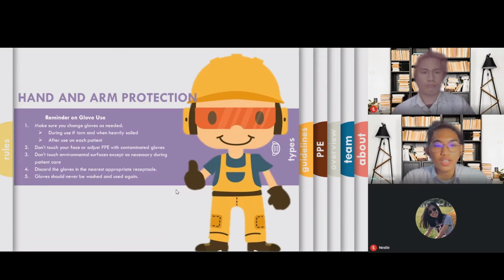Number 3, don't touch environmental surfaces except as necessary during patient care. Number 4, discard the gloves in the nearest appropriate receptacle. So, napakahalaga ng tamang tapunan ng mga gloves. Hindi dapat natin siya tinatapon sa kung saan-saan lang. Number 5, gloves should never be washed and used again. So, katulad ng sinabi ko, once na gamit na natin yung gloves, hindi na dapat natin ginagamit at itinatapon na natin.